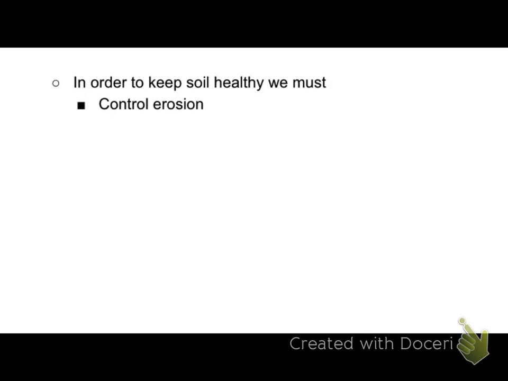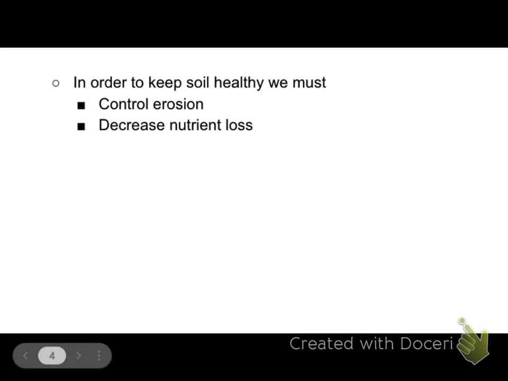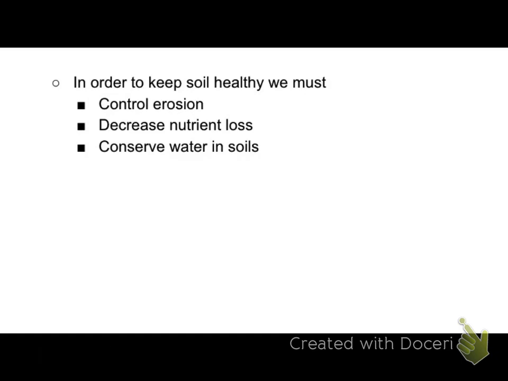So, in order to keep the soil healthy, we need to, 1, control erosion, 2, find a way to decrease the loss of nutrients. So some nutrients either leach out of soils or they can be removed, and if they're not replenished, then we have a problem there too. And then also we want to conserve water in soils, because obviously plants need water, so we don't want the soils to dry out, but also if we keep the water in the soil instead of letting the water run through the soil, then we are also once again controlling erosion.